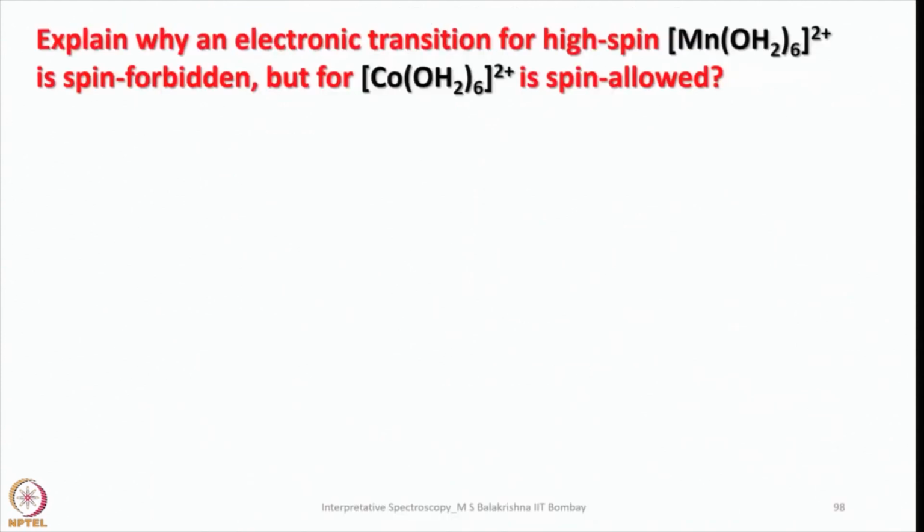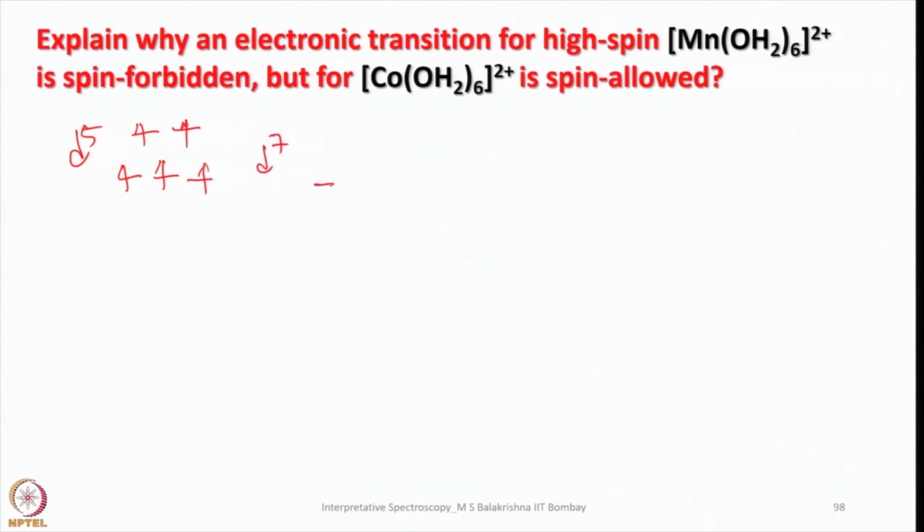Now let's look into a couple of very simple problems here. Explain why an electronic transition for a high spin manganese 2 plus is spin forbidden, but for cobalt 2 plus, that is d7, is spin allowed. It's very simple. You have to identify the oxidation state and the d system. So in the case of hexa-aqua manganese 2 plus, it is a d5 system, and after knowing that, you just write the electronic configuration on the crystal field splitting diagram and put the electrons. You have all 5 electrons unpaired, a high spin complex, so it is spin forbidden. It's very easy. But for cobalt, it's a d7 system.